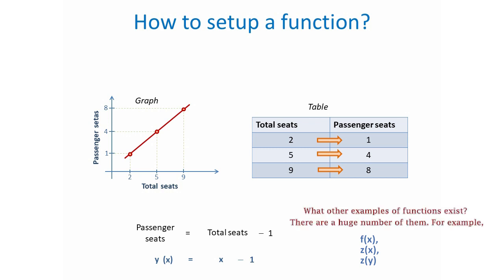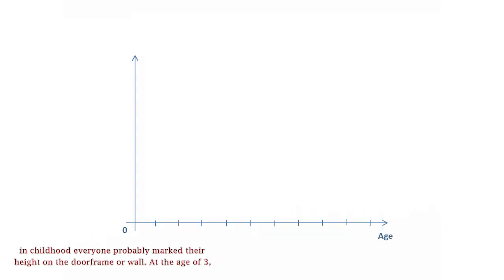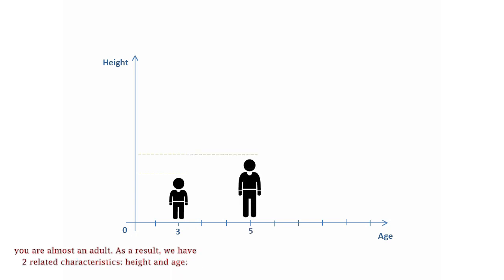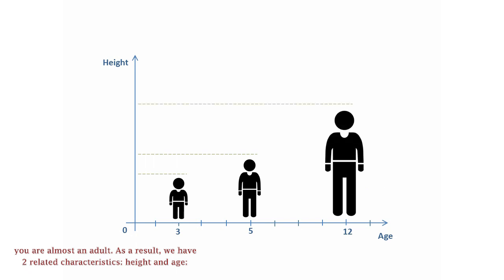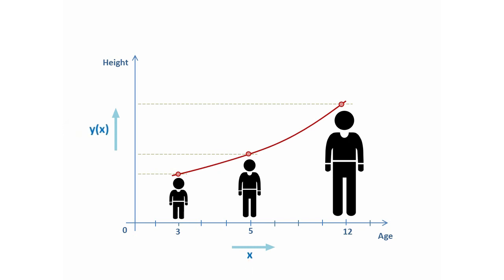What other examples of functions exist? There are a huge number of them. For example, in childhood everyone probably marked their height on the door frame or wall. At the age of 3 you were this height, and at the age of 5 you had grown up like that, and at the age of 12 you are almost an adult. As a result, we have two related characteristics, height and age. If age changes, height also changes. Age is x and height is y. Height is a function of age.